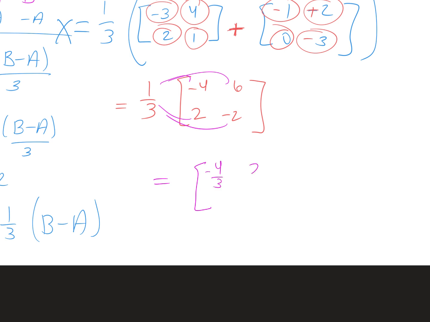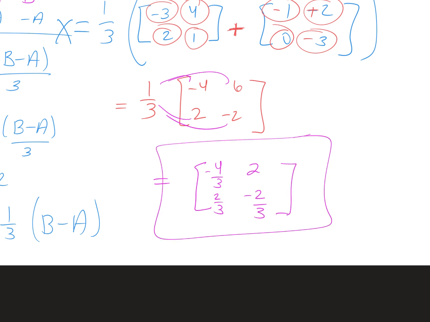1/3 times 6 is just 2. 1/3 times 2 is 2/3. And 1/3 times negative 2 is negative 2/3. And there's your answer. Questions?